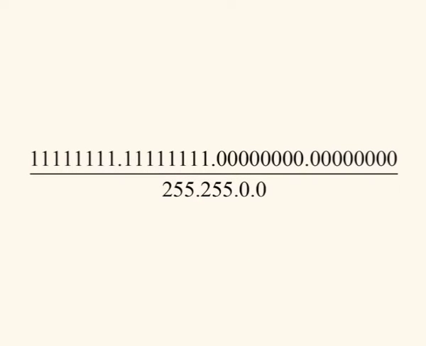Similarly, if the first 2 octets are to be used as network ID and the last 2 octets are to be used as host ID, then the subnet mask in binary format and decimal format will be as shown on the screen.